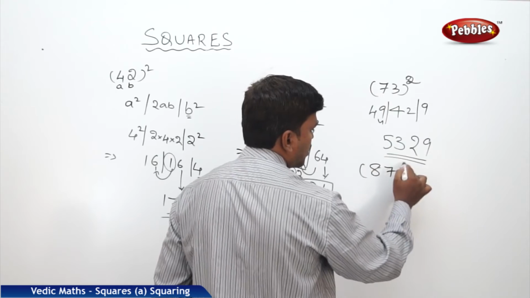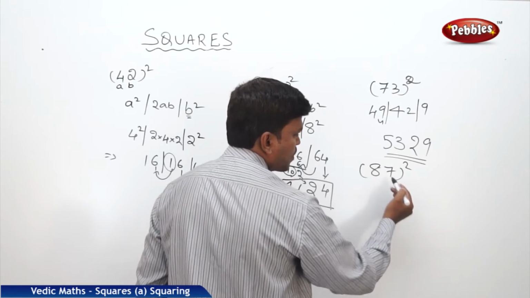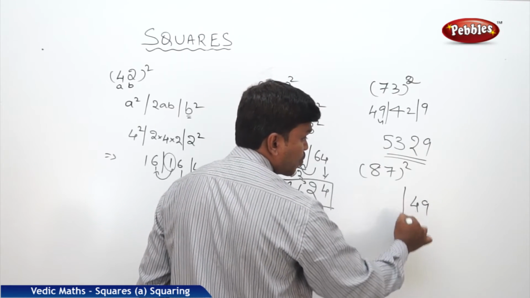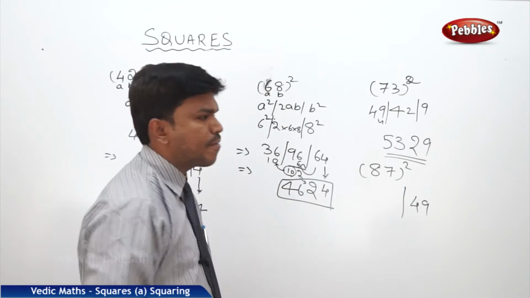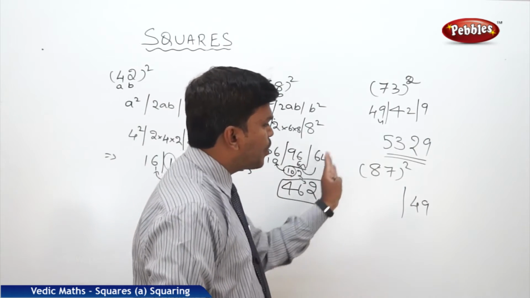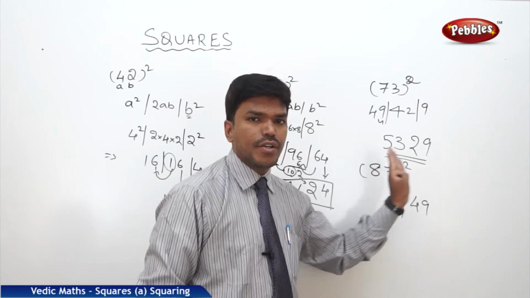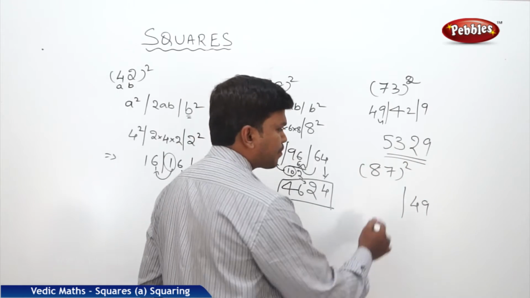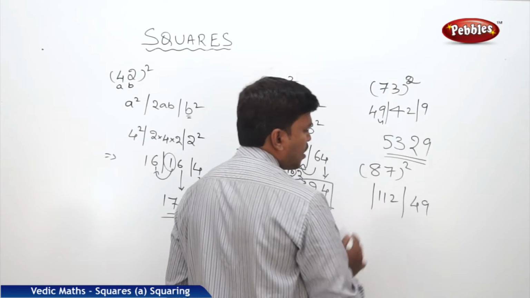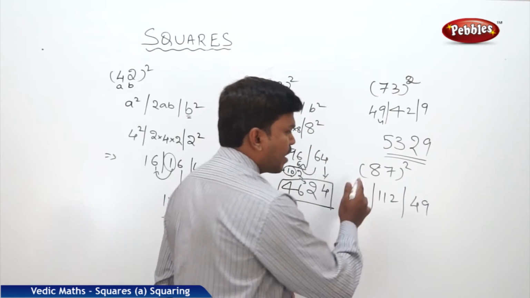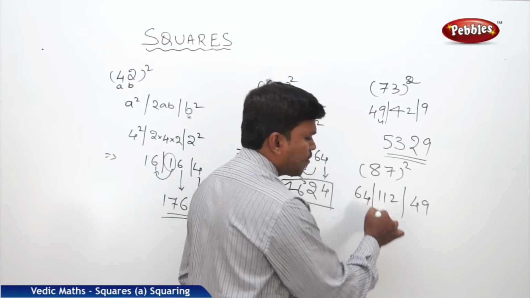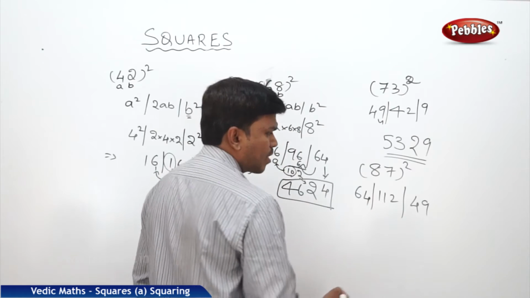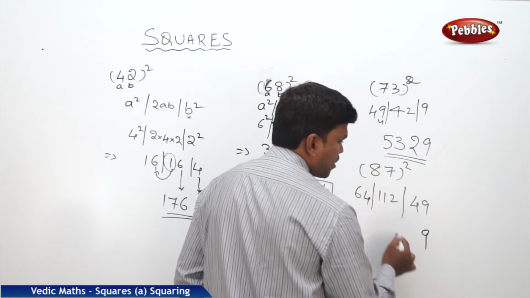87 square I need. Start from the right side. So 7 square, that is B square, 49. 2AB, 2 into A into B, 2 into 8 into 7, 2 eights are 16, 16 sevens are 112. Now A square, that is 8 square, 64. Now balance this one. Start from the right side, 9.